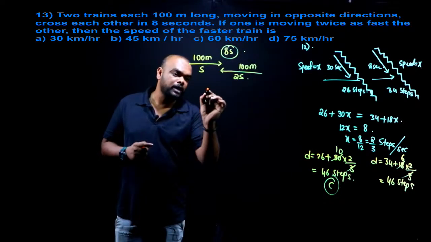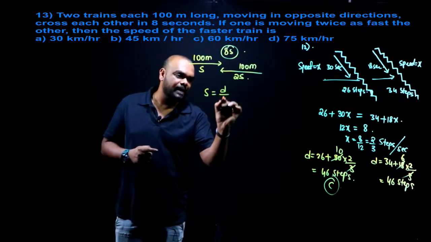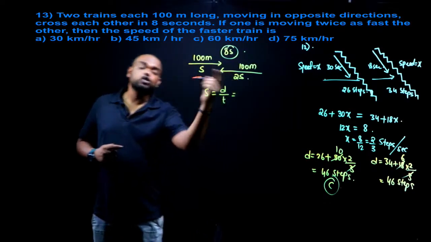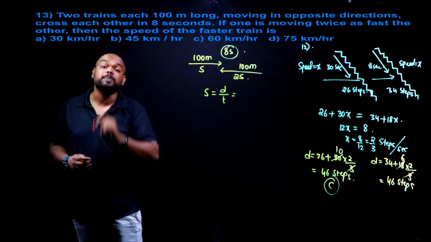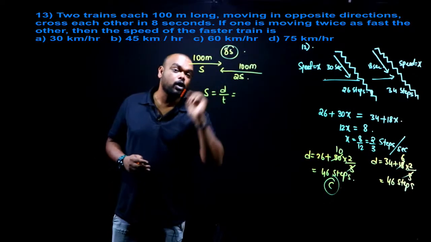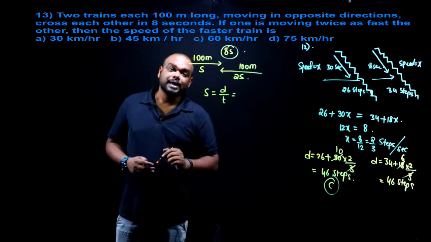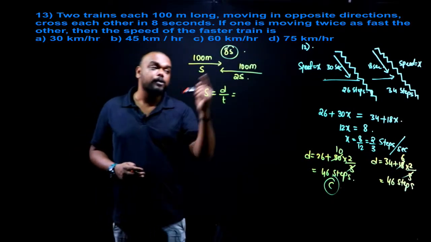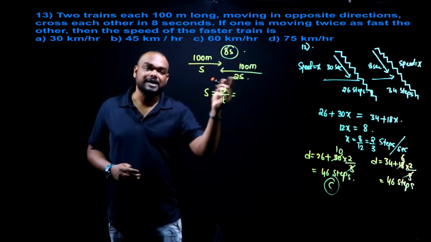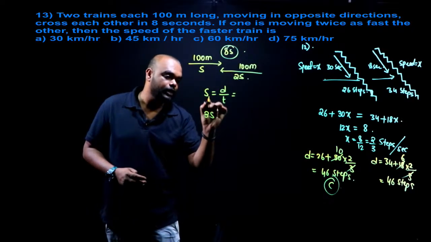So start with the speed formula. We know that speed is equal to distance by time taken. How many speeds are there? Two speeds are there. Which speed do we use? Relative speed. Why relative speed? Because there are two moving objects. So relative speed. What is the relative speed here? Opposite direction means sum of the speeds. s plus 2s, that is 3s. Relative speed.